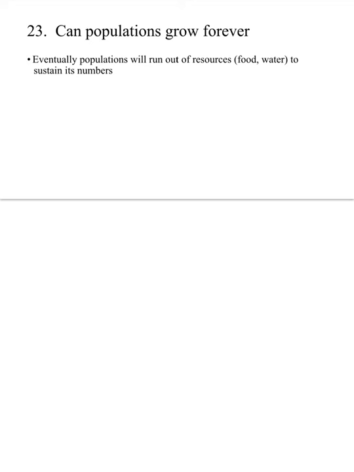Number 23, can populations grow forever? I hope you wrote no. If populations are starting out, everything is good. It's going to grow pretty exponentially until it reaches a limit of food and water, and then it's going to fluctuate. As it's going up, that is called exponential growth. Once it hits its carrying capacity, which is abbreviated K, then it is called logistic growth.